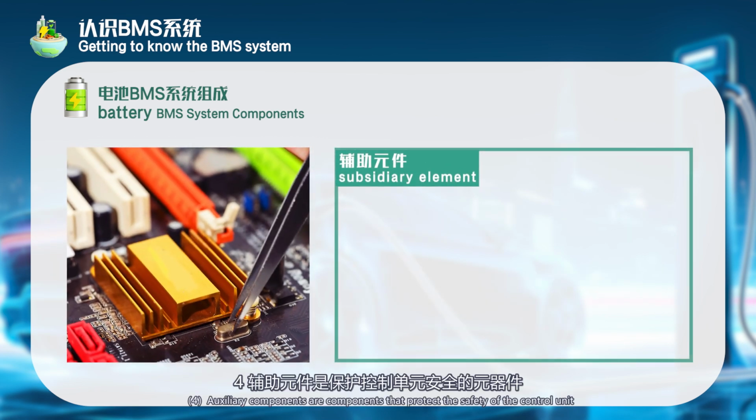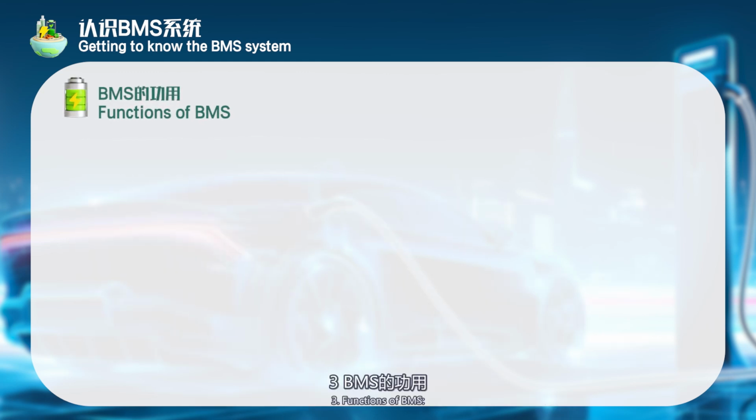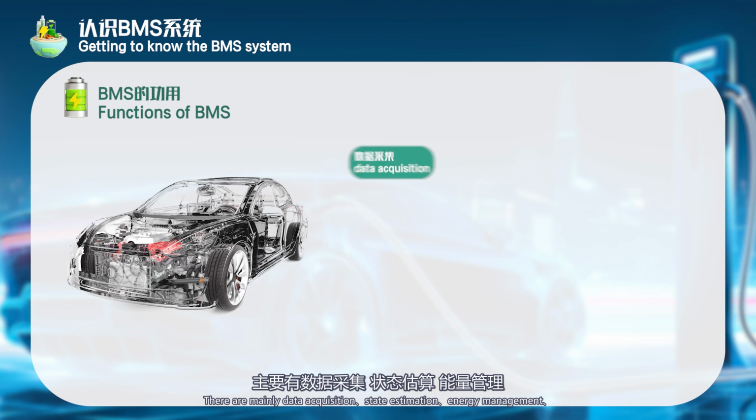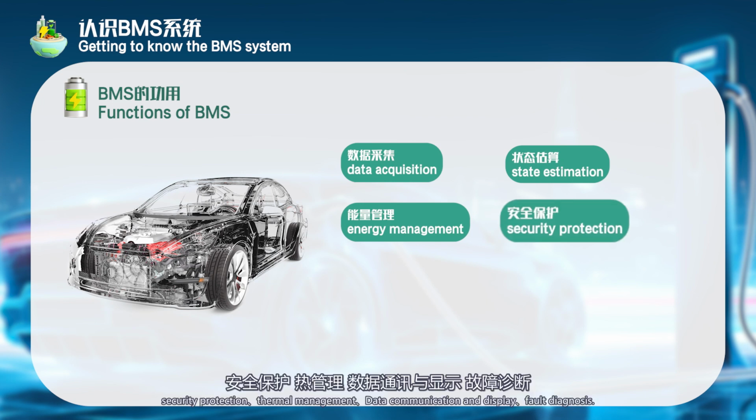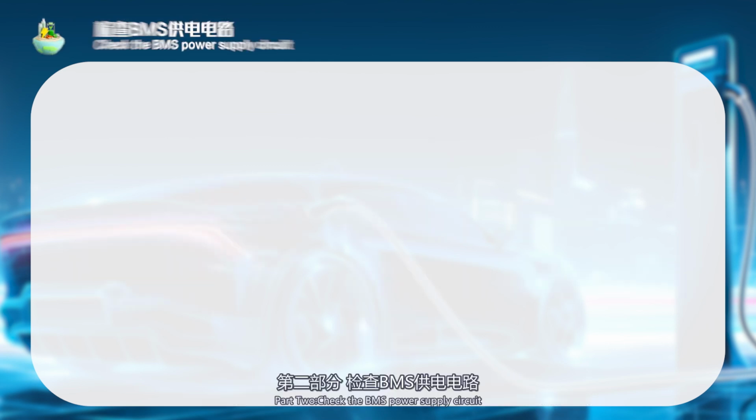4. Auxiliary components are components that protect the safety of the control unit and contain electrical and electronic components such as fuses, shunts, smoke sensors, etc., maintenance switches and sealing components such as breathable waterproof valves. 2. Functions of BMS. There are mainly data acquisition, state estimation, energy management, security protection, thermal management, data communication and display, fault diagnosis.